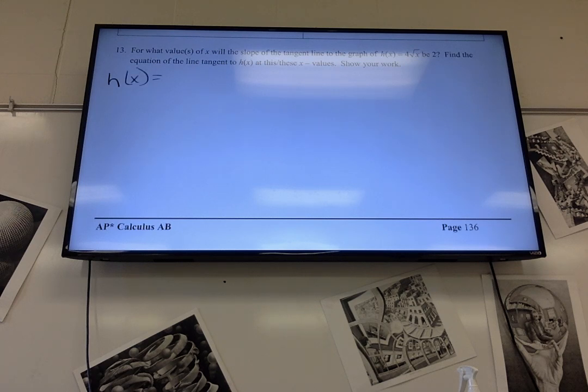Yeah. So I'm going to rewrite 4 times the square root of x as 4 times x to the 1/2, because the square root I can rewrite as an exponent that's a fraction. So h prime of x, 1/2 times 4 is 2. And then I lower 1/2 by 1, so that's -1/2, which would be 2 over the square root of x.